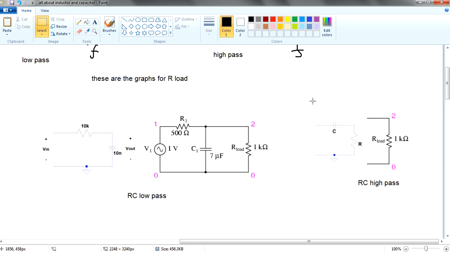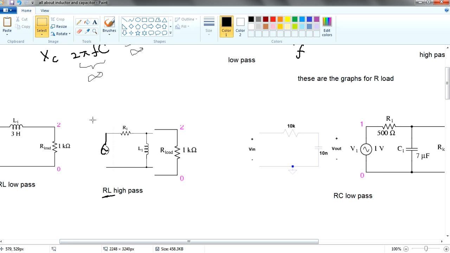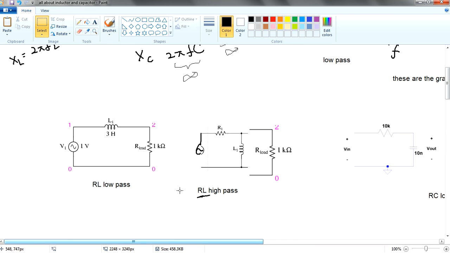I don't know whether we have RL high pass, but nonetheless. So how do we start? To start, we're going to use V equals IR. You know that V equals IR can be applied over each of the elements over here. As you know, in a series circuit, the voltage is a summation, right? V1 plus V2 in a series.